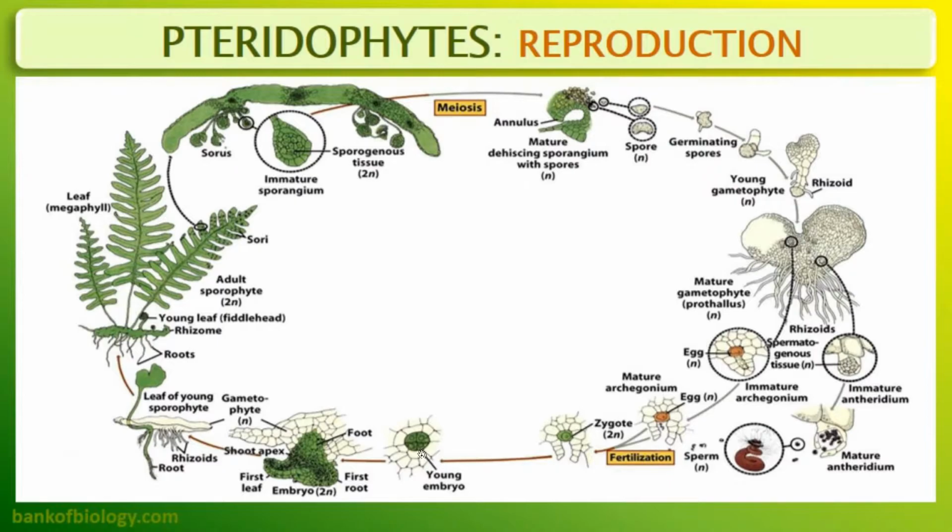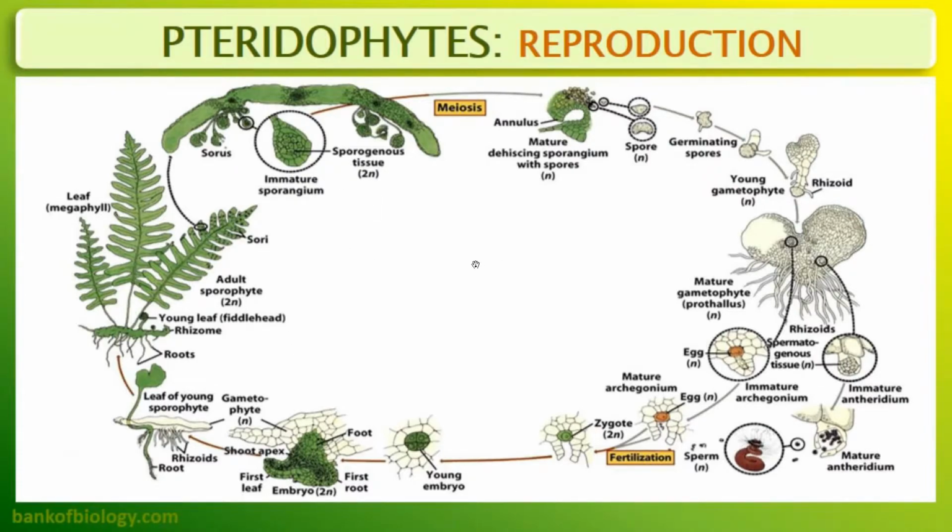This zygote in the prothallus will germinate to form the embryo and develop into the young sporophyte. And this is the leaf of the young sporophyte. This will develop into the sporophytic plant. Once again they will produce the sporangium. Sporangium will divide to form the spores like that. The gametophytic generation will alternate with the sporophytic generation.